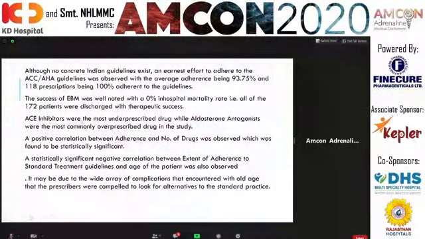ACE inhibitors were the most underprescribed drug, while aldosterone antagonists were the most commonly overprescribed drug. A positive correlation between adherence and number of drugs, and a statistically significant but negative correlation between extent of adherence and age of the patient, was observed.